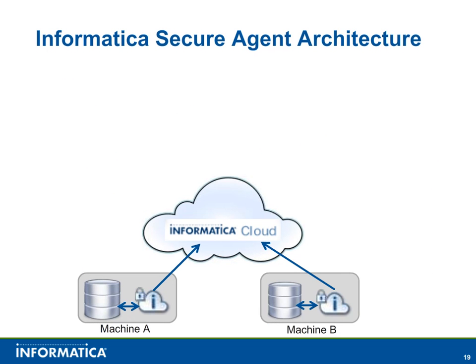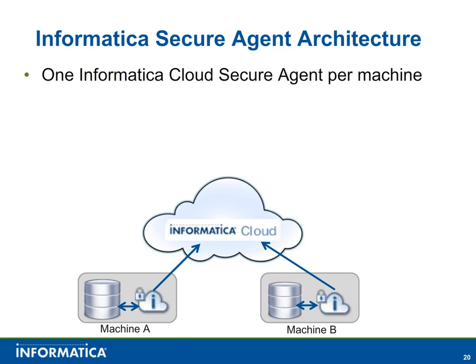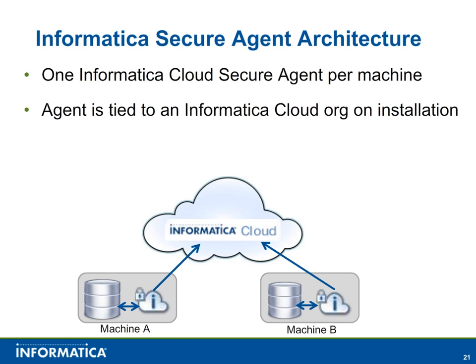One of the first things you will need to do is design a secure agent architecture for your business. Mainly, you must decide where, on one or more machines within your corporate network, you will install the secure agent. The first point to keep in mind is that you can install only one secure agent per machine. Also, when you install an agent, it gets tied to the organization from which it was installed and can only be accessed from within that org. If you later wish to connect an agent to a different Informatica Cloud org, you must reinstall the agent from that org.